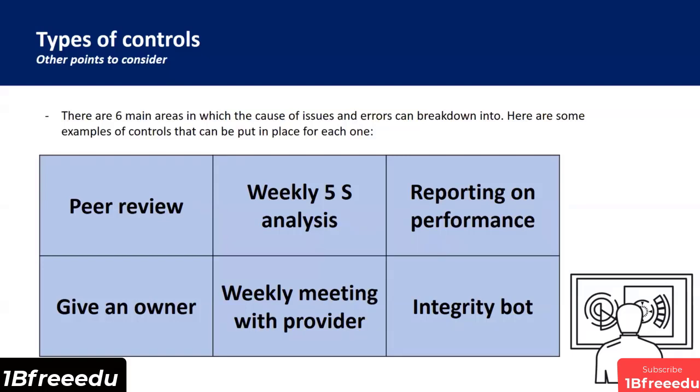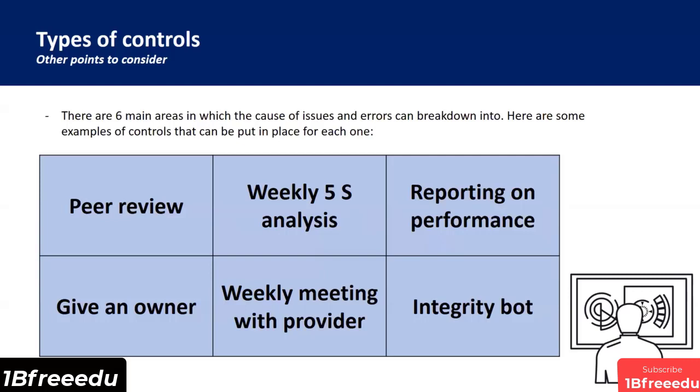The physical environment of the office is not set up properly. Therefore, you say, I'm going to do a weekly 5S analysis where you sort through things in the office, you change the physical environment, and every week you ask the team, is this working for us? What can we do physically to change things?